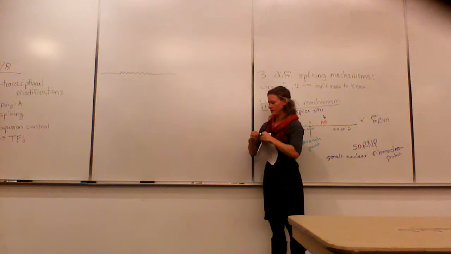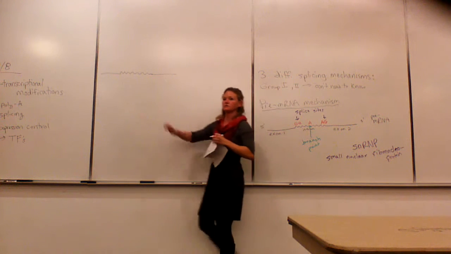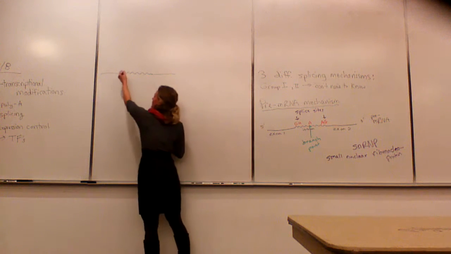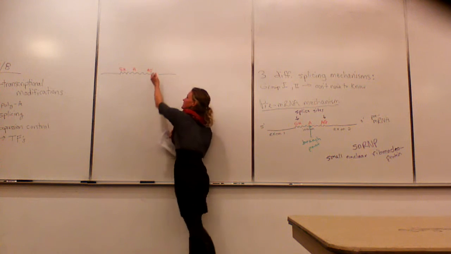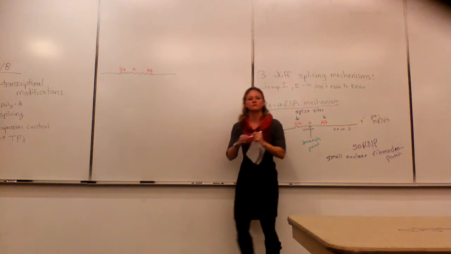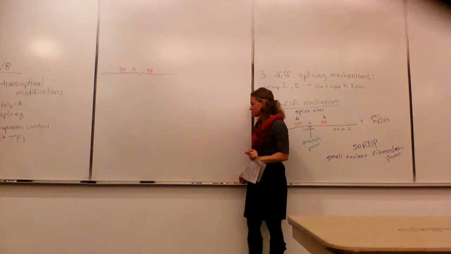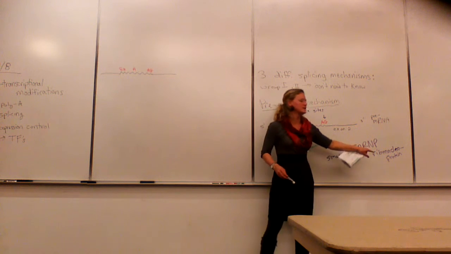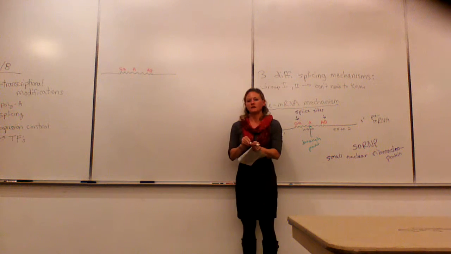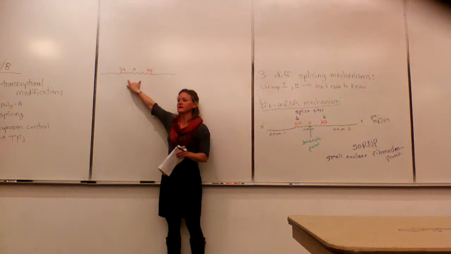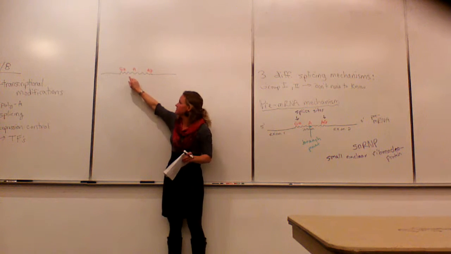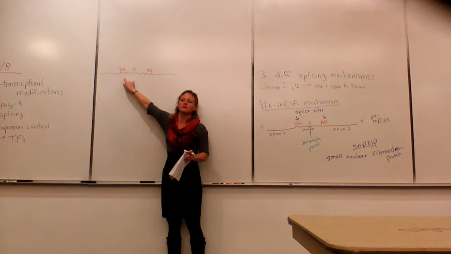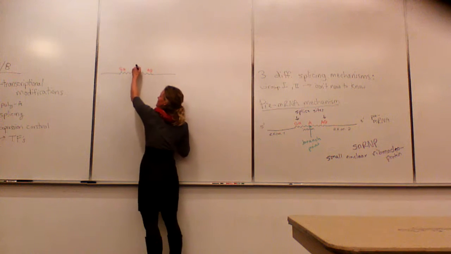Okay, so let's attempt to draw this. What we have here is our transcript with 2 exons and 1 intron. Our intron has the GU, the A in the middle, and then the AG at the 3' side. And the first SNRNPs recognize these splice sites and the branch point. The first one will sit down at the branch point, and the other one sits down at the 5' end, at that GU.